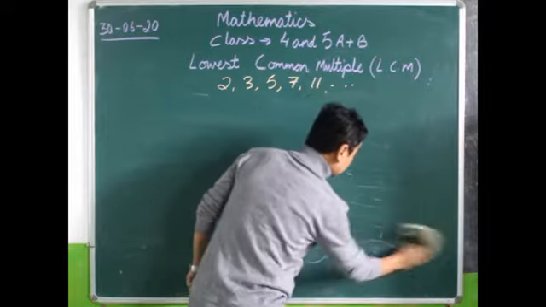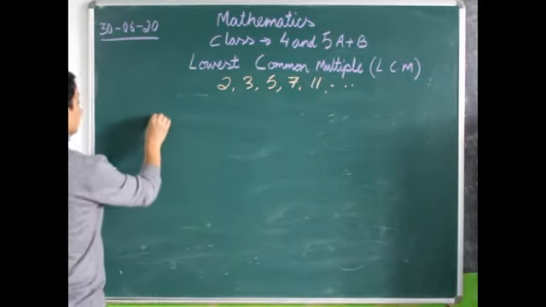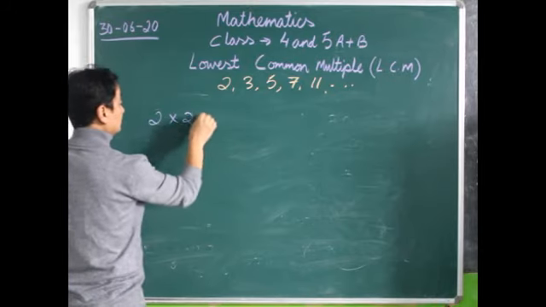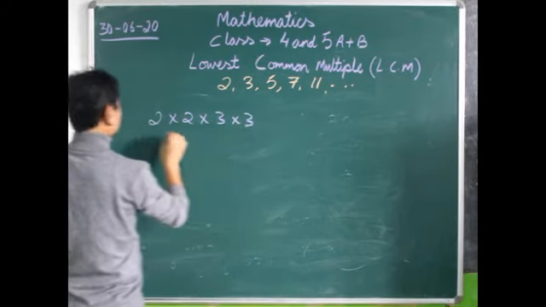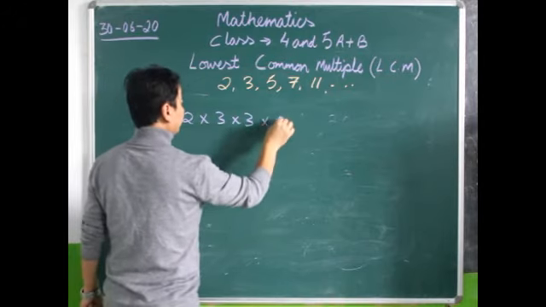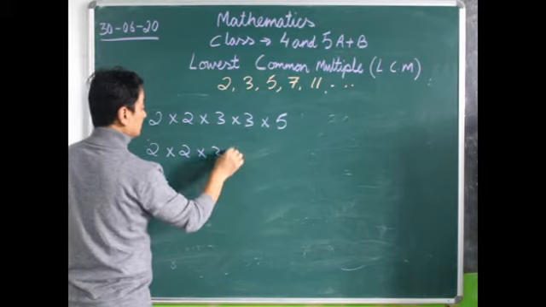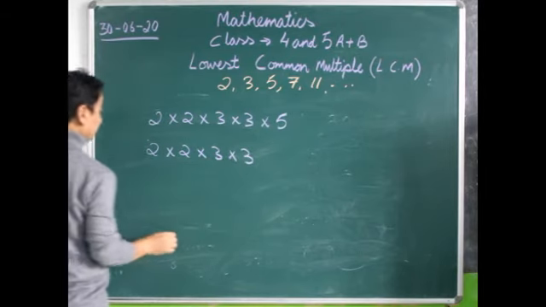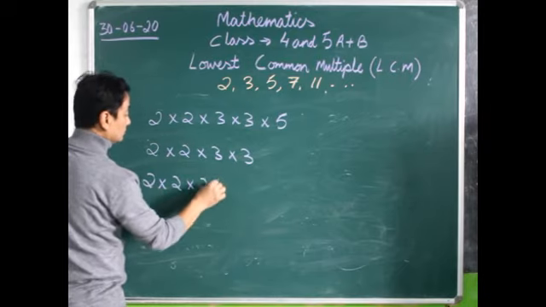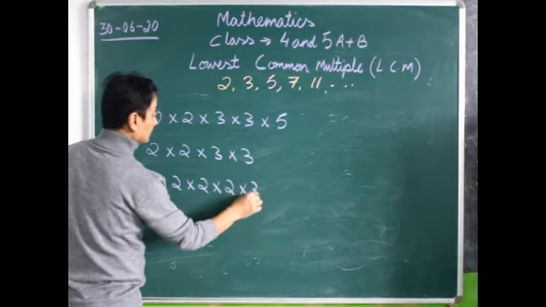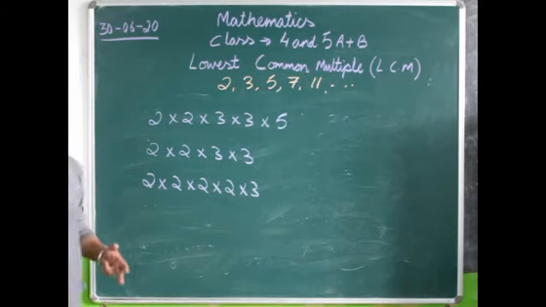Okay? So, let me do 3 sums. These multiplications. Ready? 2 into 2 into 3 into 3 into 5. 2 into 2 into 3 into 3. Okay, one more. 2 into 2 into 2 into 2 into 3. Okay, that's all.